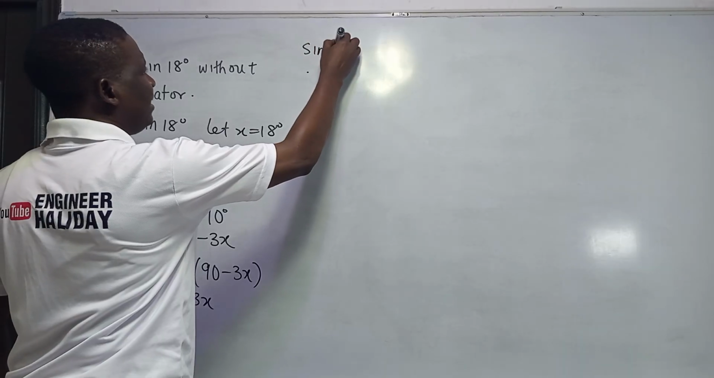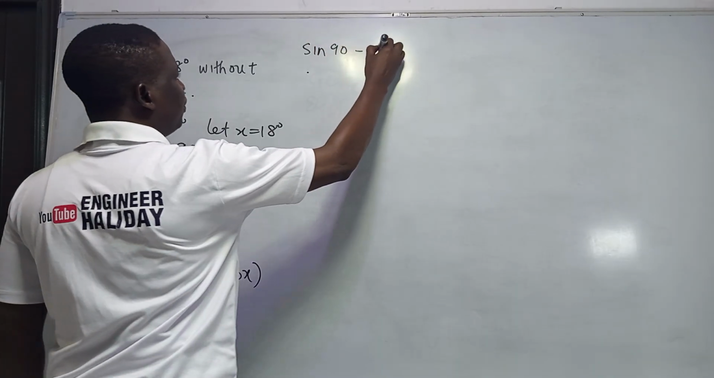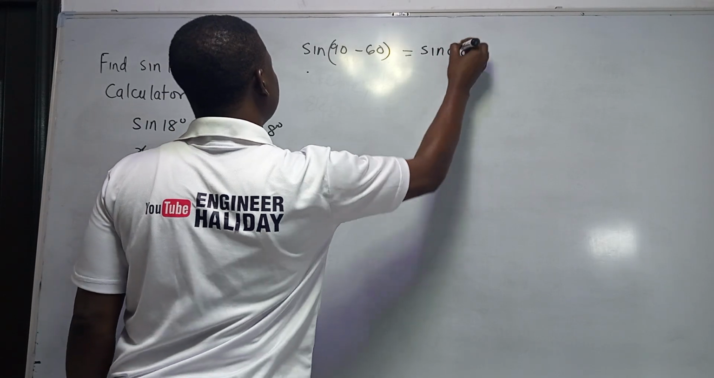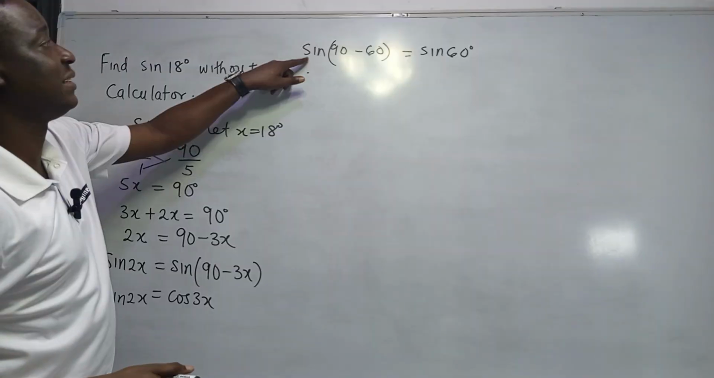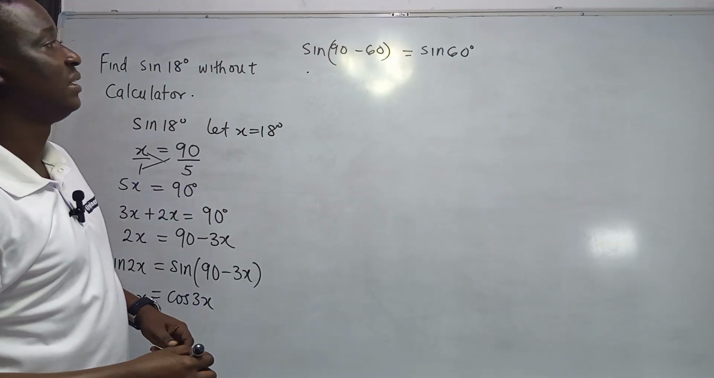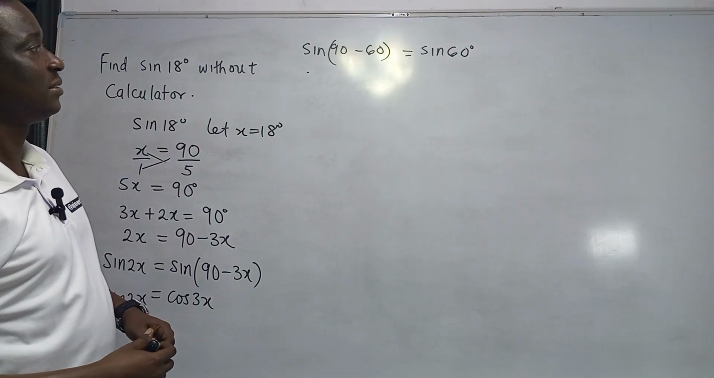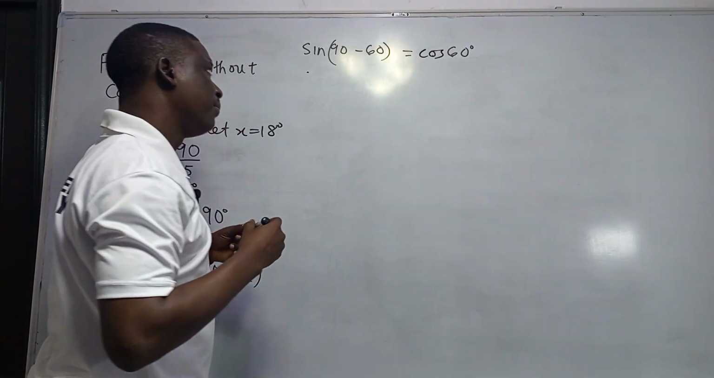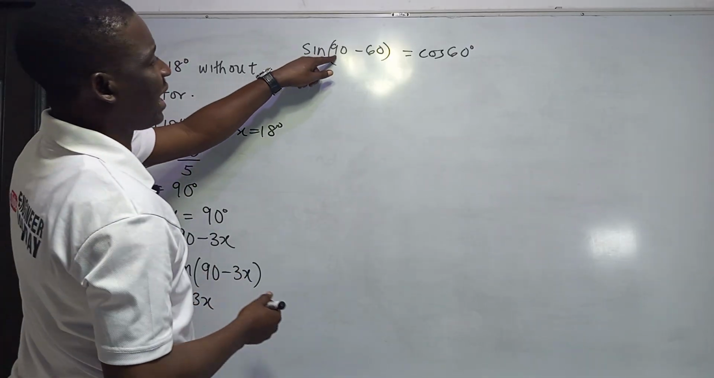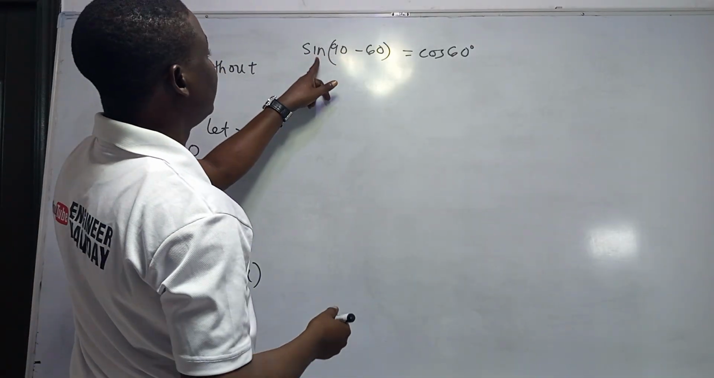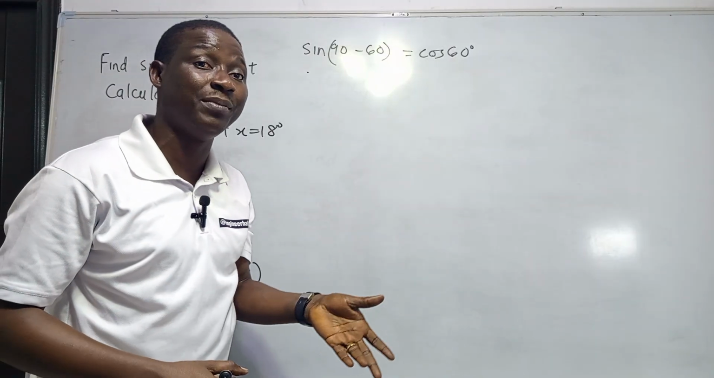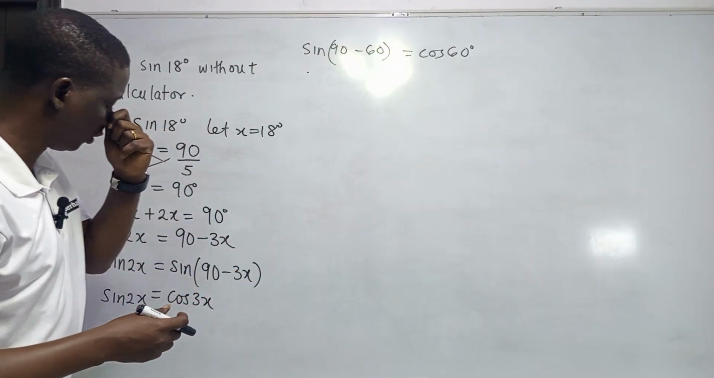For instance, let me give you an instance of what I'm saying. If you have sine of 90 minus 60, do you know it is equal to cos 60 degrees? That means they are the same thing, because 90 minus 60 is 30. Sine 30 is equal to cos 60. They are complementary angles. They complement each other.